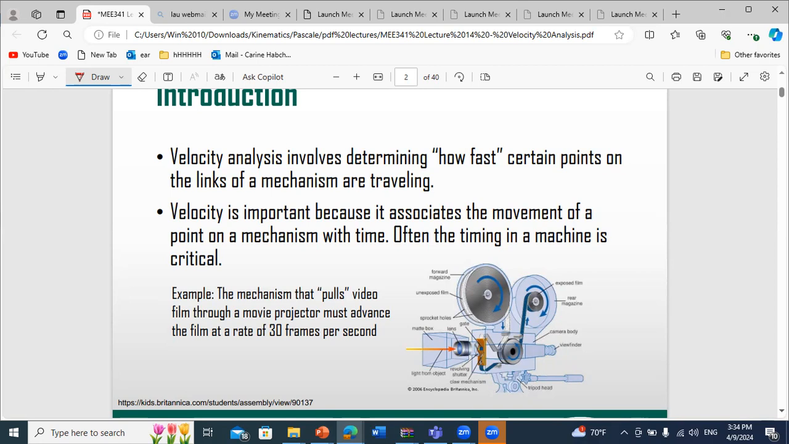we can solve after for force transmission, because you know that kinematics and kinetics are related. So once we solve for acceleration, we can relate to force transmission. So for each link, we can study some of the forces on it. For example, if we consider the following mechanism that pulls video films through a movie projector, it must advance at a rate of 30 frames per second. So the velocity in general is critical, and sometimes we impose a certain velocity to reach. So we need to be able to control the velocity of our links.